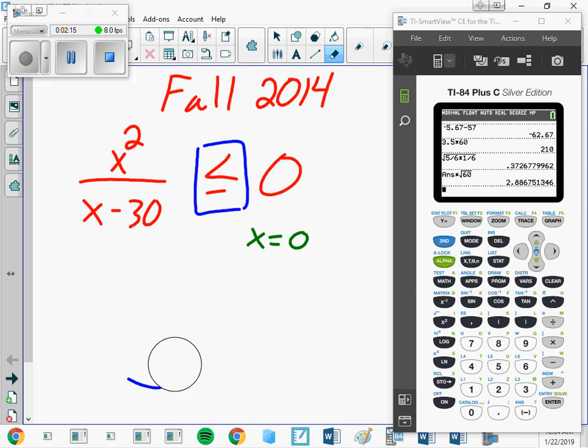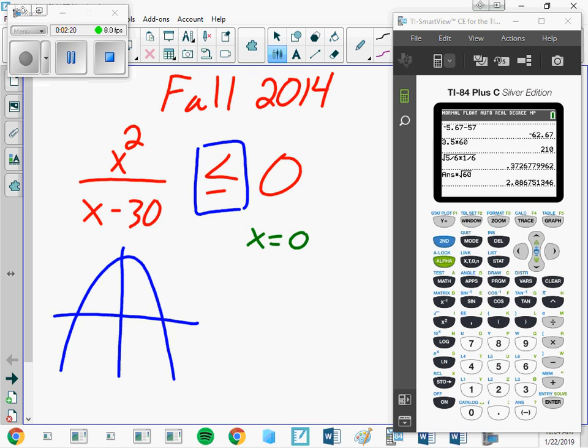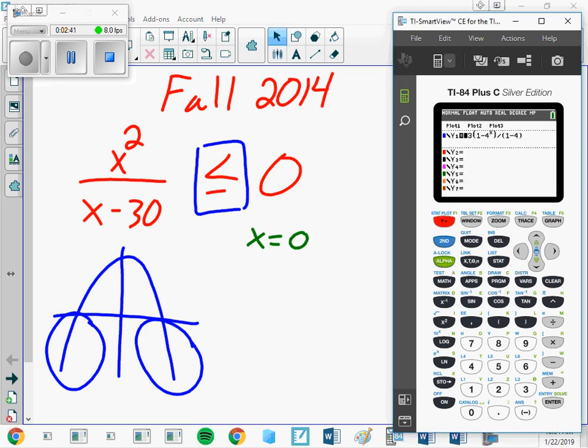Okay, if I had a different function, when is that function less than or equal to 0? It would be this piece and this piece. Does that make sense? So what I need to know is, when is this graph less than 0? I'm going to plug that into my graph function and make sure the bottom is in parentheses, x minus 30.